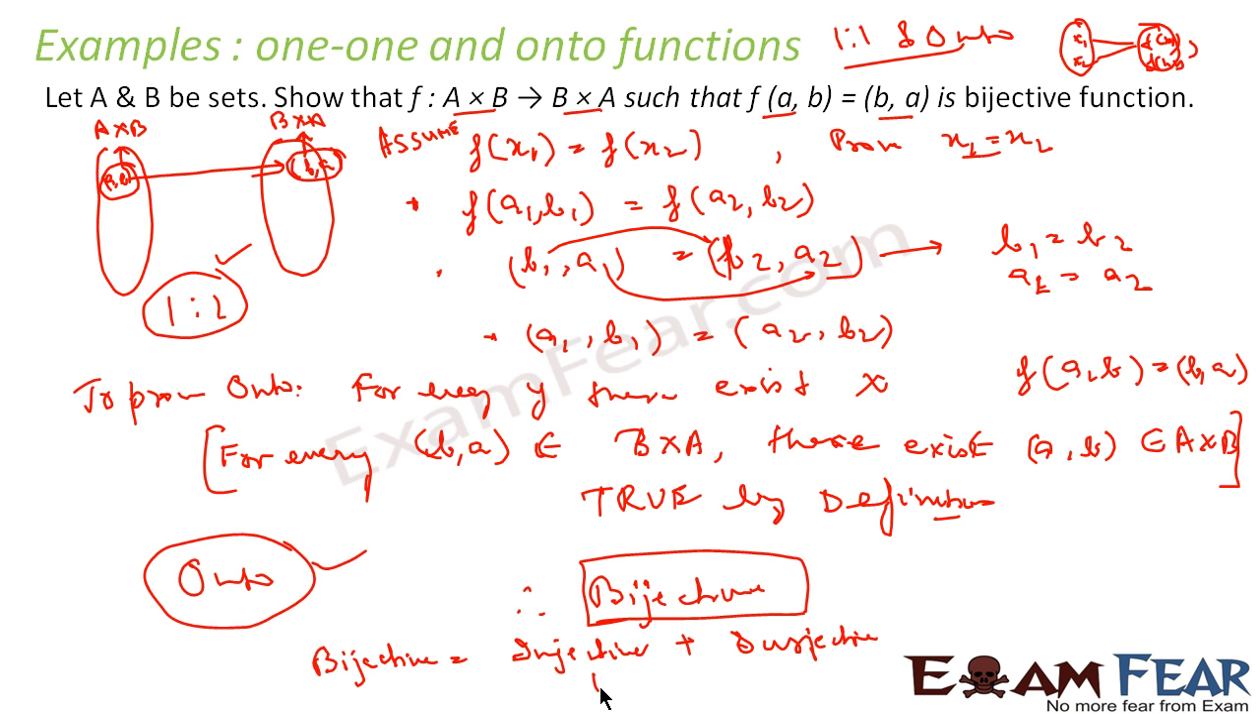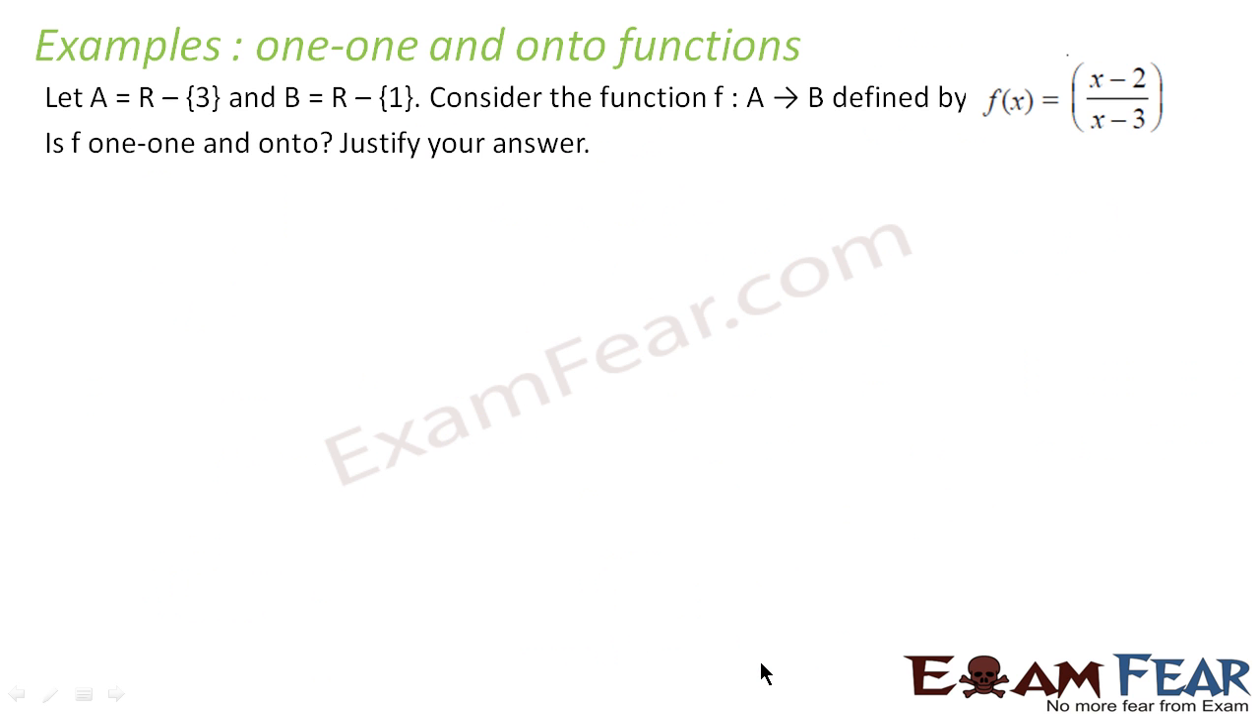Correct? Injective is nothing but one-one and surjective is nothing but onto. So if the function is injective and surjective, that is one-one and onto, it is bijective.